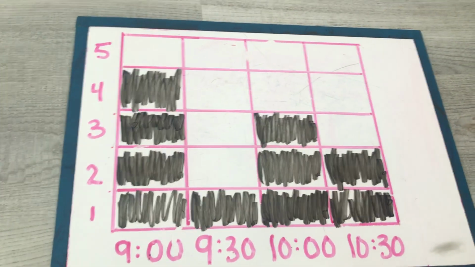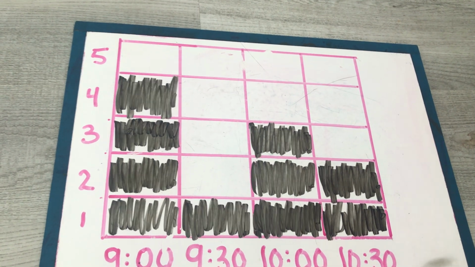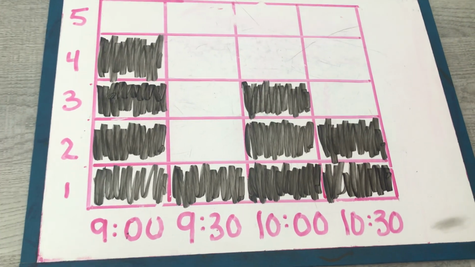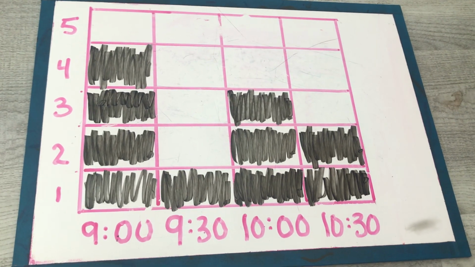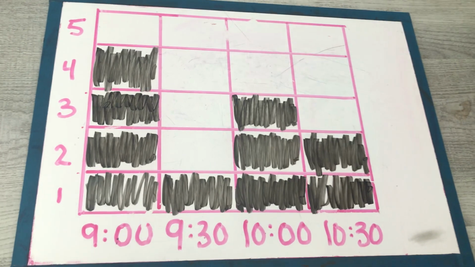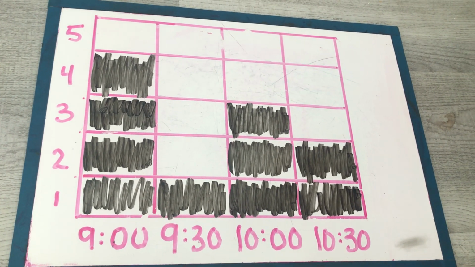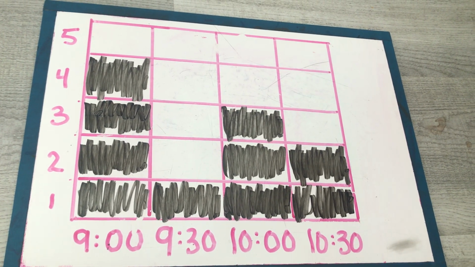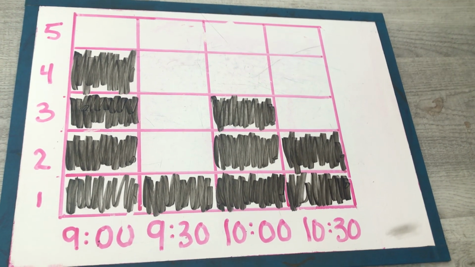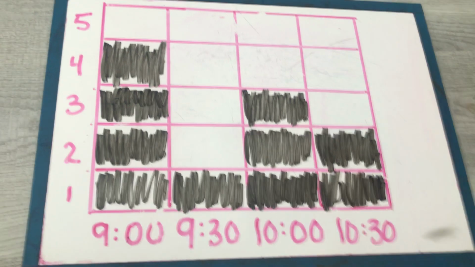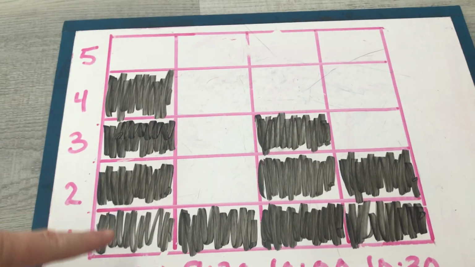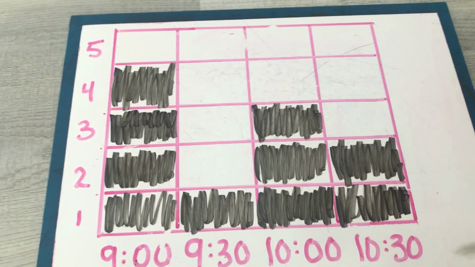Awesome. Okay, so now our data is collected and our graph is complete. The next step is to analyze this data together. And we're going to do that by answering questions 1, 2, 3, and 4 at the bottom of your math paper. Number 1 is, at which time are most math classes? So in order to figure that out, we need to look at the graph and figure out which one has the most boxes filled in.